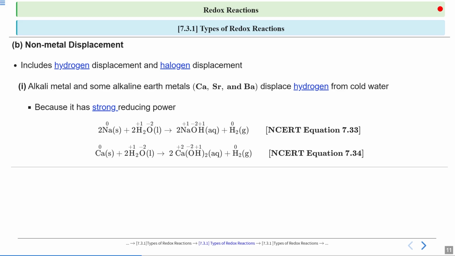In the second example, calcium reacting with water forms calcium hydroxide and gives H2. Calcium exists in 0 oxidation state, hydrogen in plus 1 and oxygen in minus 2 in the reactant. In the product, calcium is in plus 2, oxygen in minus 2, hydrogen in plus 1. That means electron transfer has taken place, in which the alkaline earth metal has displaced the hydrogen from cold water. So these are the NCERT equations 7.33 and 7.34.